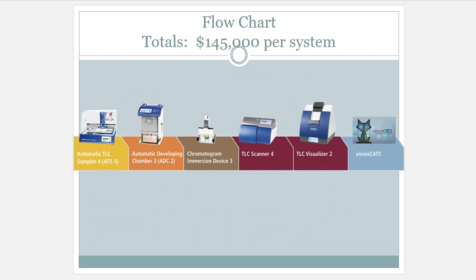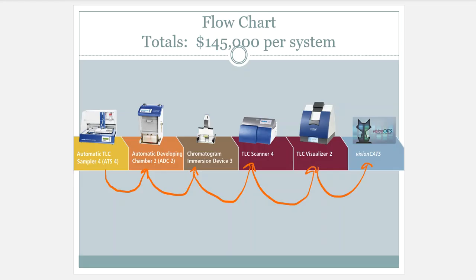The flow chart with our instrumentation, whether it's CAMAG or something else, is pretty similar. These systems are about $150,000 overall. That's where these price tags are going to be. That does include everything, though. It includes the automated application system, your developing chamber, some type of derivatizing chamber, either an immersion or a spray chamber, whatever the case might be. Your scanner is in there. Your visualizer, so you can take pictures, is in there. And of course, the software at the very end. So very often, that's where these prices are going to hang out.